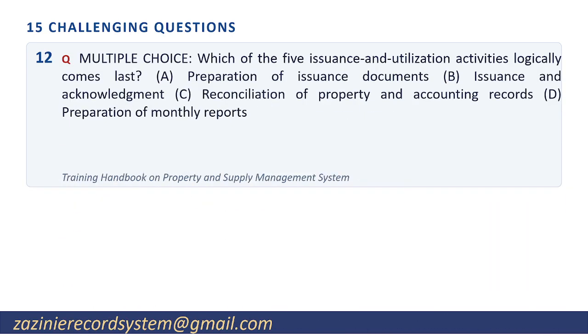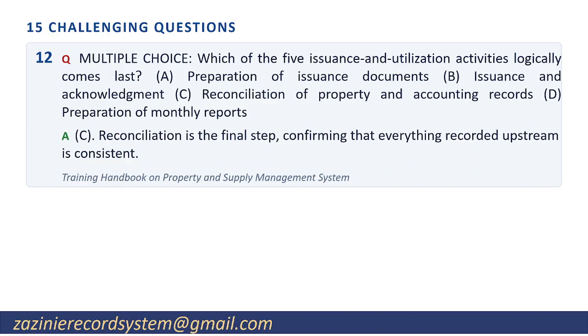15 challenging questions. Number 12. Q. Multiple choice. Which of the 5 issuance and utilization activities logically comes last? A. Preparation of issuance documents. B. Issuance and acknowledgement. C. Reconciliation of property and accounting records. D. Preparation of monthly reports. A. C. Reconciliation is the final step, confirming that everything recorded upstream is consistent. Next slide.